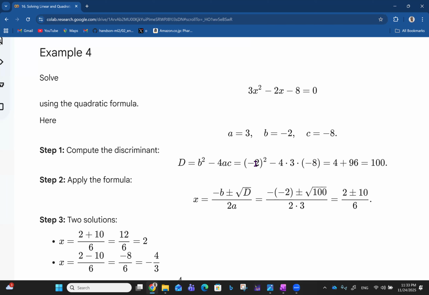So that's minus 2 squared, which is 4. Then minus and minus is plus. 4 times 3 is 12. 12 times 8 is 96. 4 plus 96 is 100.